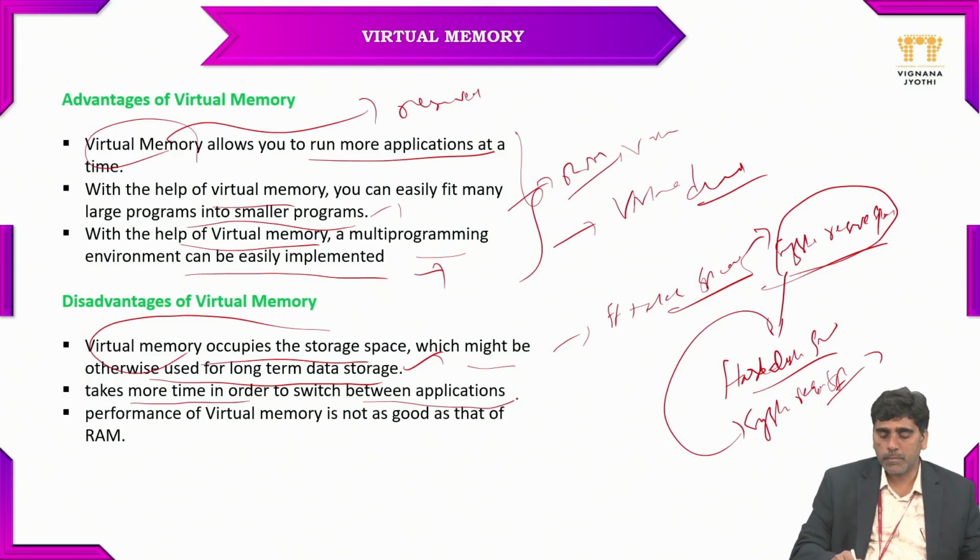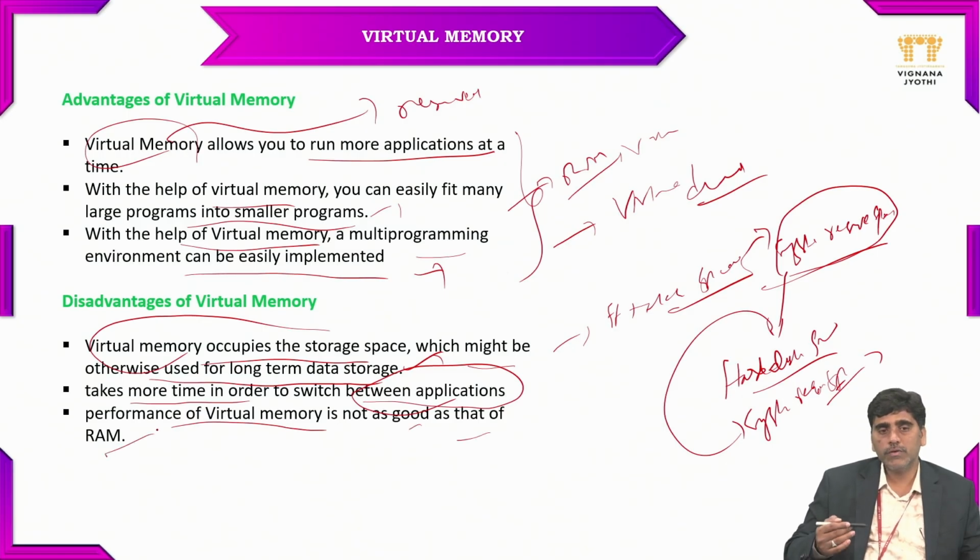and it takes more time to switch between applications. Through virtual memory, the process of switching between applications takes more time. It takes more time to switch from one page to another page, or from another page back to one page. And the performance of virtual memory is not as good as that of RAM.